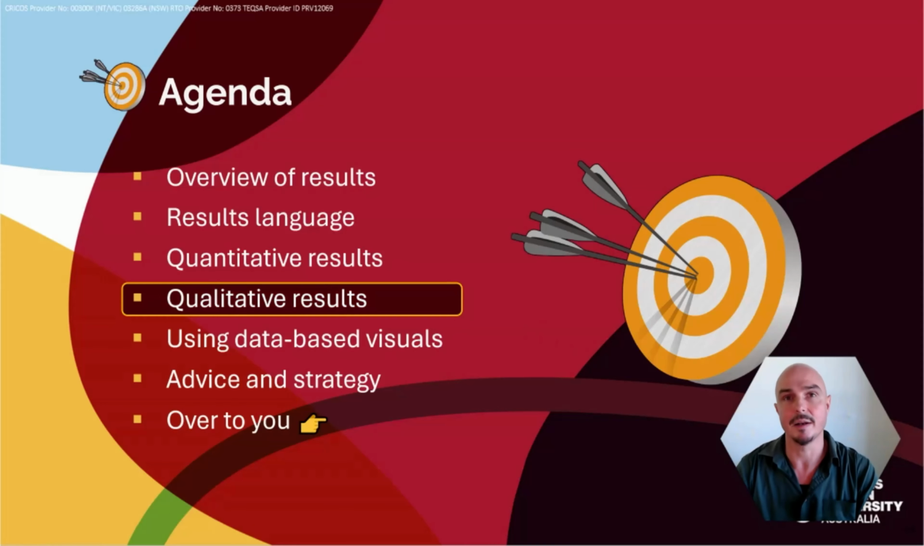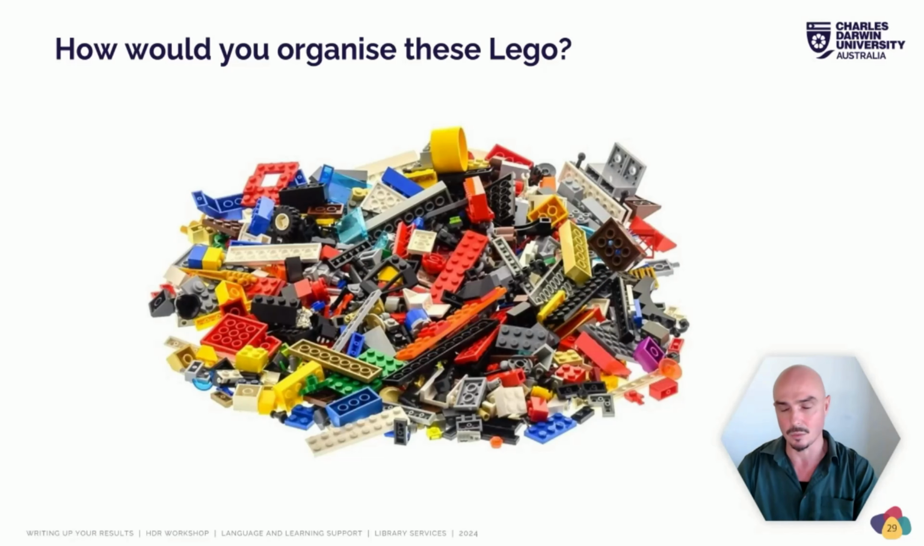Now, with qualitative data, you're more likely to be using text to represent your findings, but not always. We organize our data into groups or themes. So for example, if I dumped out this box of mismatched Lego and asked you to organize it, some people would sweep it into groups by color. Some people would sweep it into groups by the number of little knobs. And there's a lot of different ways to code and categorize these Lego.